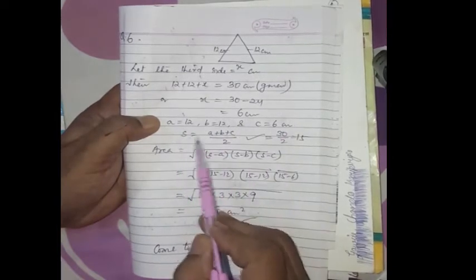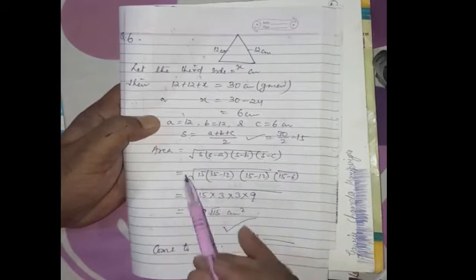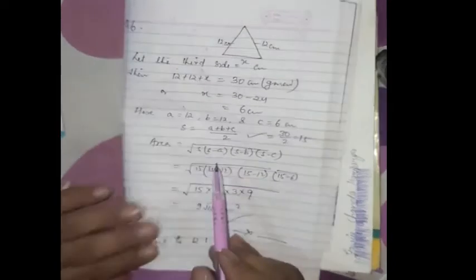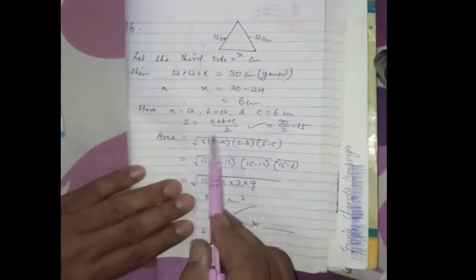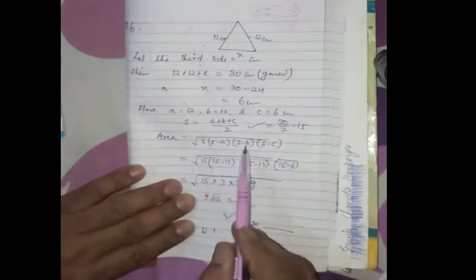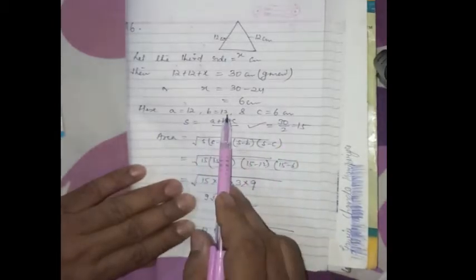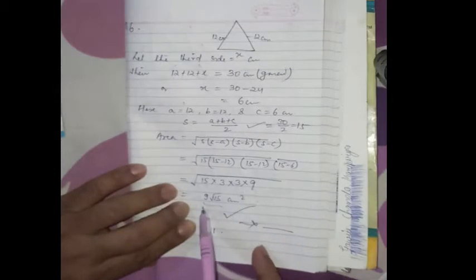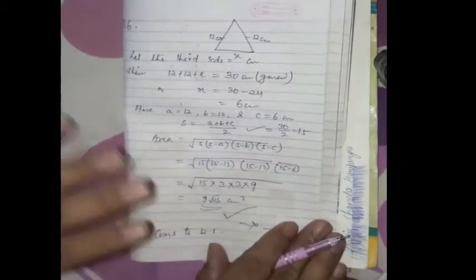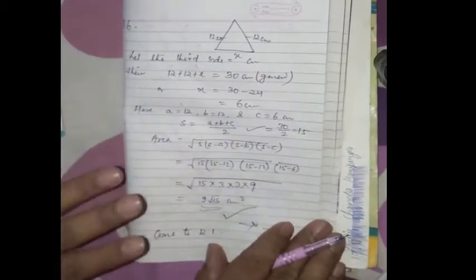You will get s is equal to 15. Now the area is, from Heron's formula, put these values here: s is 15, 15 minus 12, 15 minus 12, 15 minus 6. You will get the area. Okay, thus you completed this exercise 12.1. Now come to exercise 12.2.